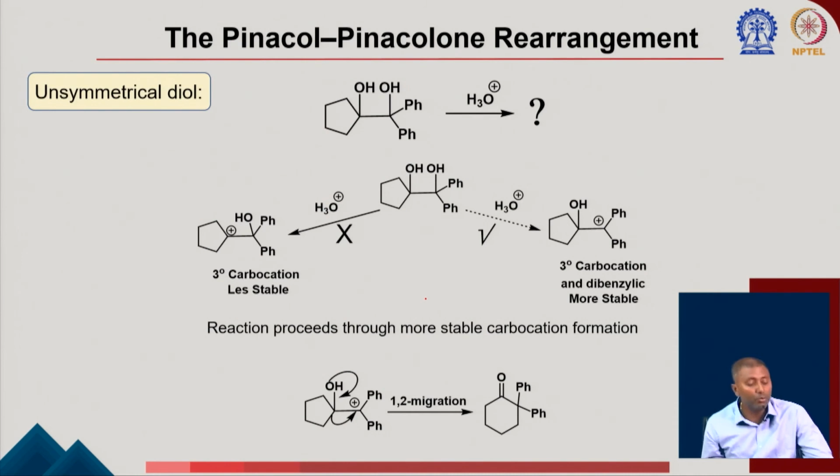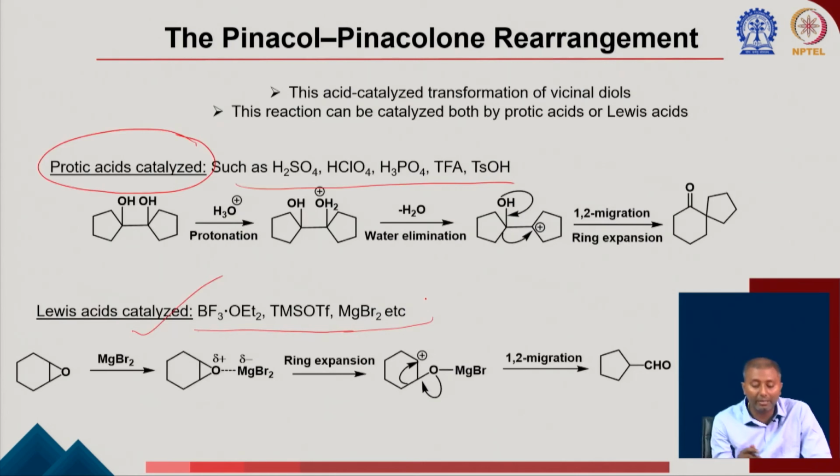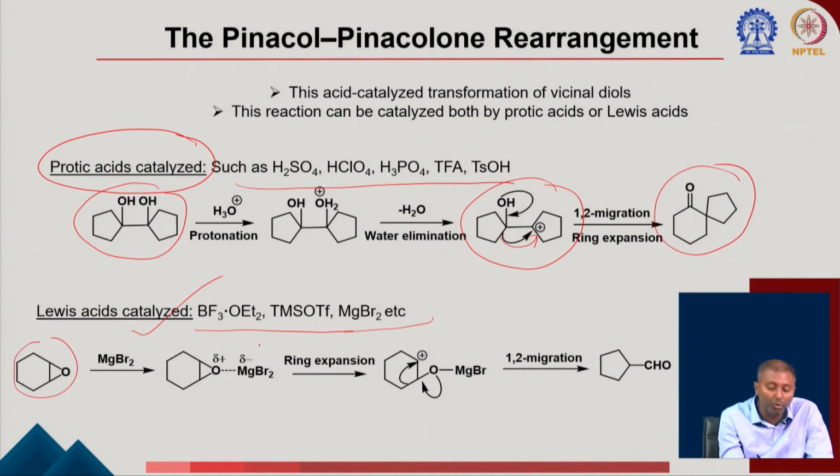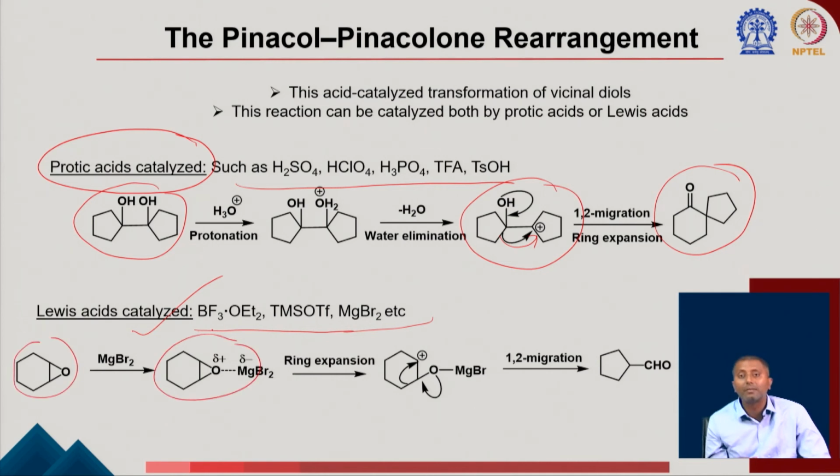Let's go to the previous example real quick, and then I'll go to the next example. Suppose I have a diol which is symmetric, then there is no problem. There will be protonation, water elimination, formation of carbocation, and as I told you, there will be a ring expansion forming this particular product. If you treat this epoxide with magnesium bromide, I told you during carbocation generation that a Lewis acid will generate this particular carbocation. Now there is a 1,2 shift happening here, and at the same time the oxygen pushes its lone pair to form the corresponding aldehyde.